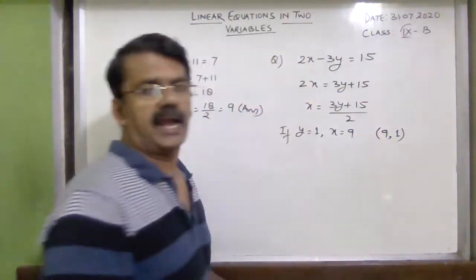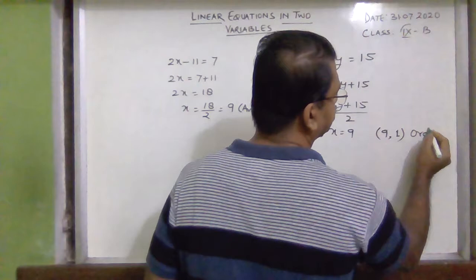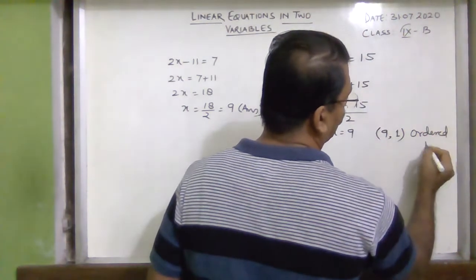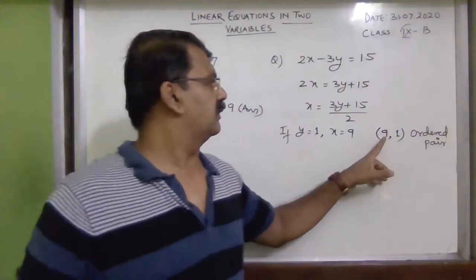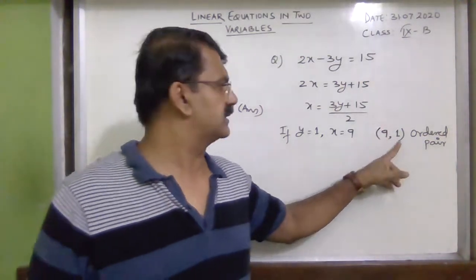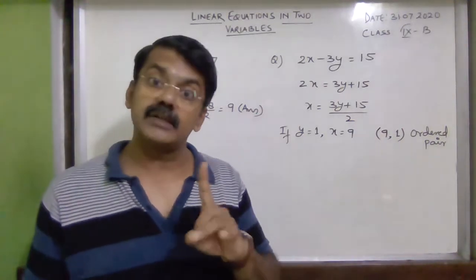This is called an ordered pair, in which the first number shows the value of x and the second number shows the value of y. So we can write our answer as 9 comma 1. This is one of the answers.